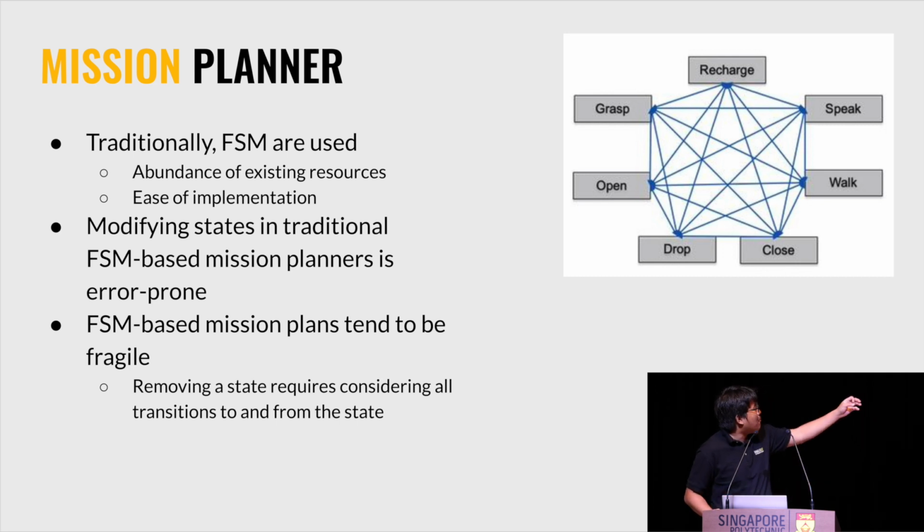So you see on the top right, modifying states in traditional finite state machine-based mission planners can be error-prone because there's a lot of different states and a lot of different state transitions between these states. So if you have, for example, n states, you will have n squared transitions. If on the top right you see you have maybe 7 different states and you want your vehicle to be able to transition between any of these 7 states, you end up having 7 squared, so 49 different transitions between your states. So we found that editing the mission plans is very fragile, and when you remove one state, you end up having to check all your transitions to make sure that you haven't missed out anything.